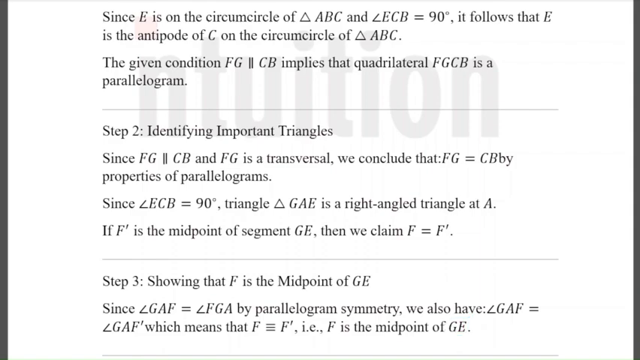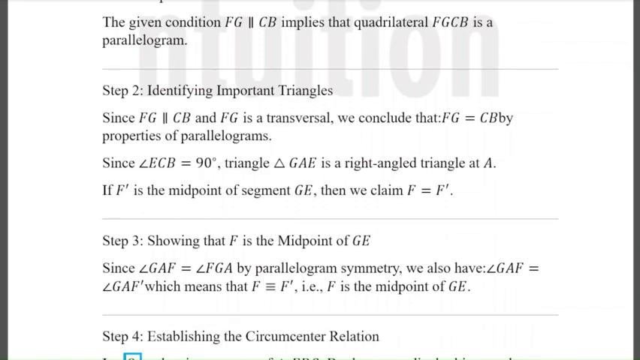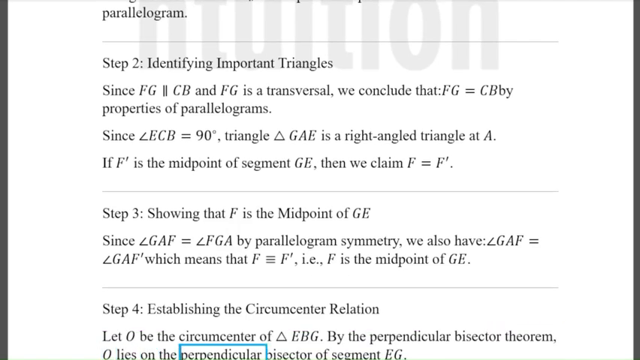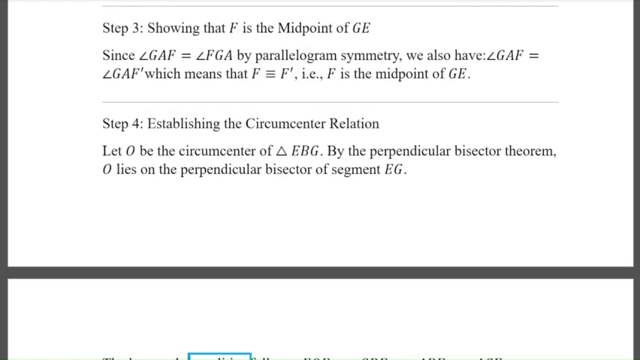Step 4. Establishing the circumcenter relation. Let O be the circumcenter of EBG. By the perpendicular bisector theorem, O lies on the perpendicular bisector of segment EG. The key angle equalities follow.